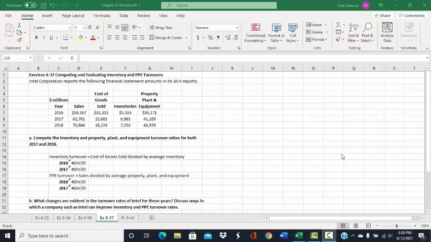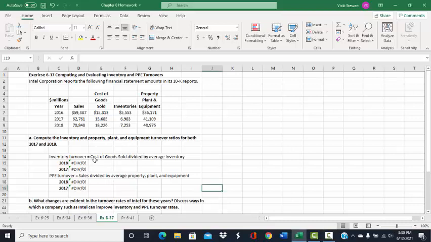This is a demonstration of exercise 6-37, computing and evaluating inventory and property, plant, and equipment turnovers. Intel Corporation reports the following financial statement amounts in its 10-K reports, and the problem has given us for 2016, 17, and 18 Intel sales, cost of goods sold, inventories, and property, plant, and equipment.